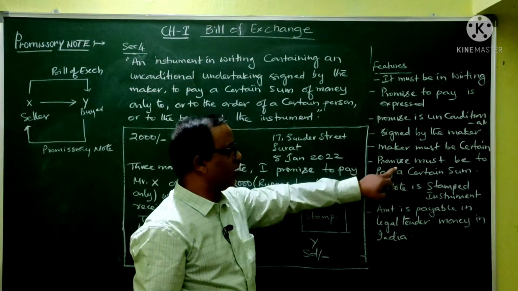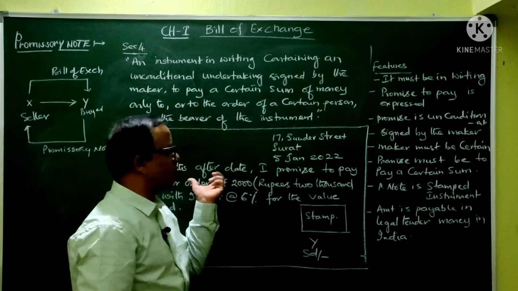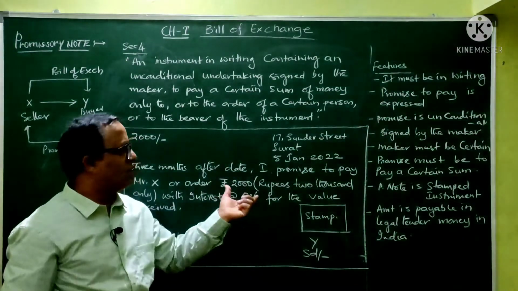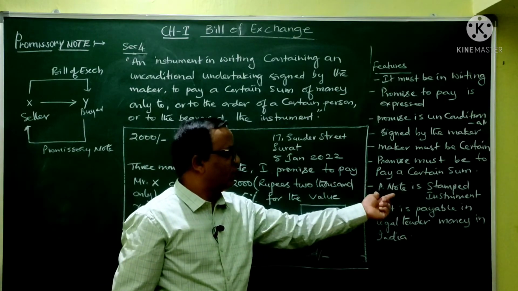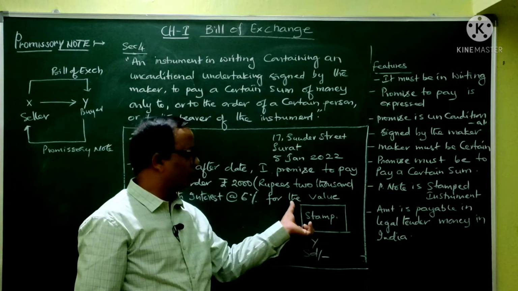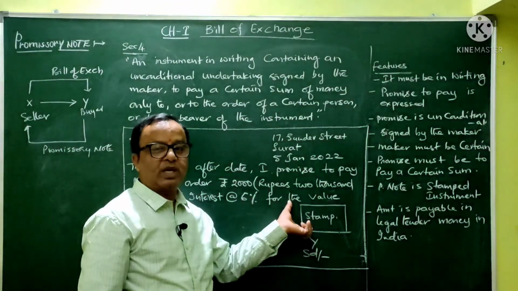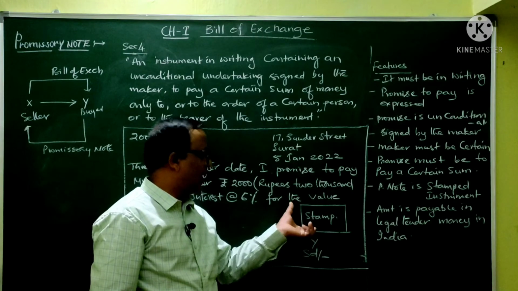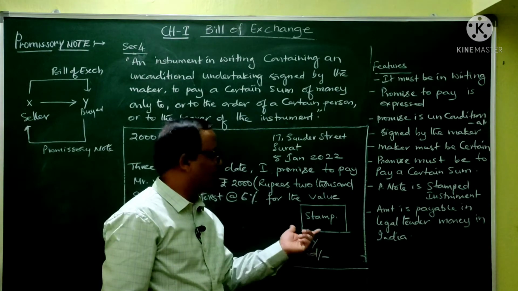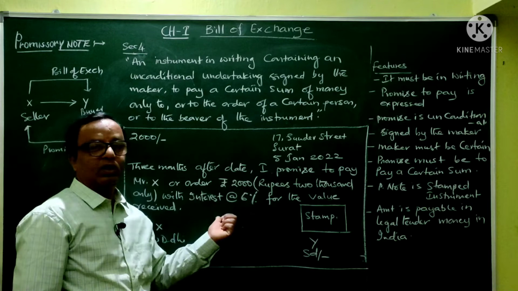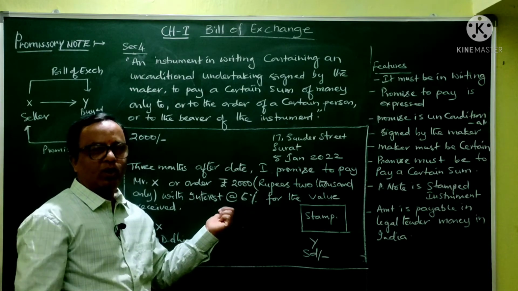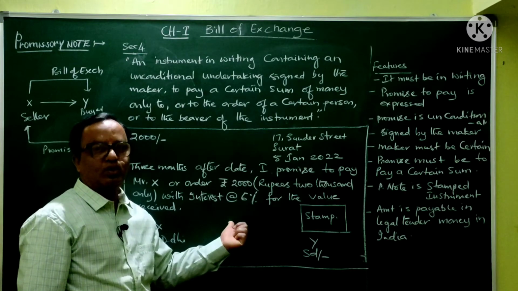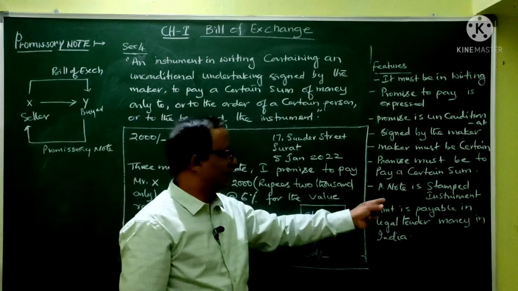Then again, the promise must be to pay a certain sum. Okay, in other words, this promise is being made to pay a certain sum of money only. Then again, a promissory note is a stamped instrument. According to the Stamp Act applicable, whatever value of stamps have to be affixed, that much worth of stamps are affixed. So by affixing the stamp and signing, this document becomes a promise which is legally binding. In other words, this instrument is enforceable in a court of law also, if the time comes. So it is a stamped instrument.